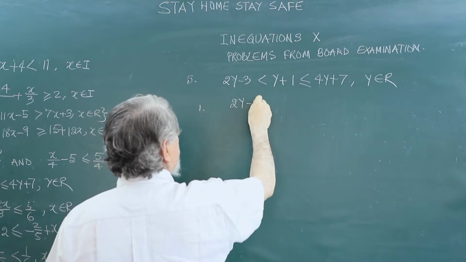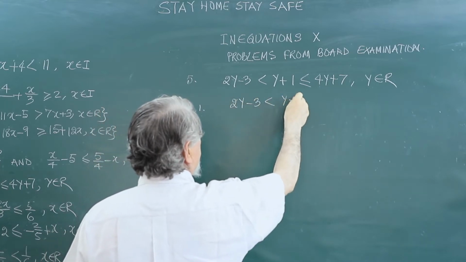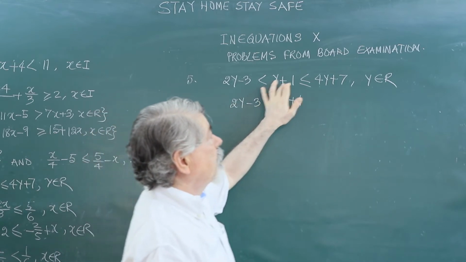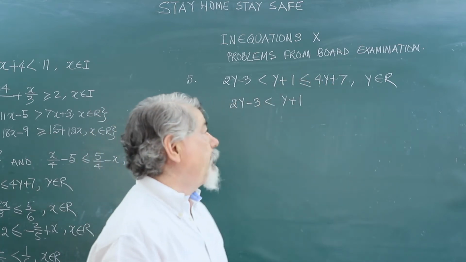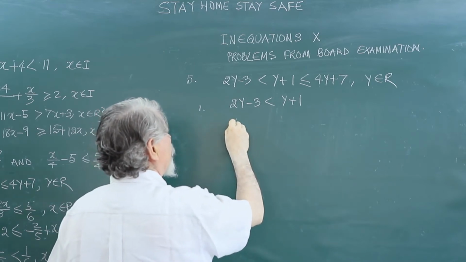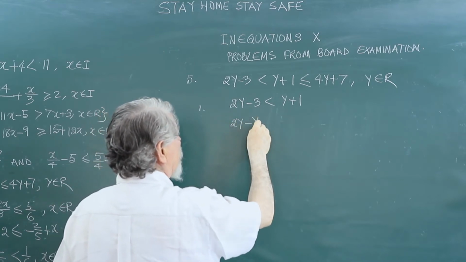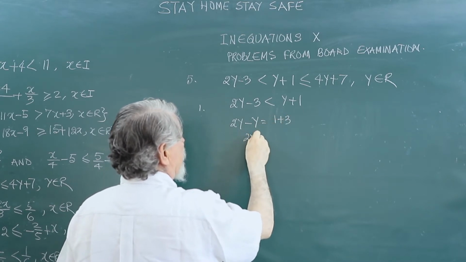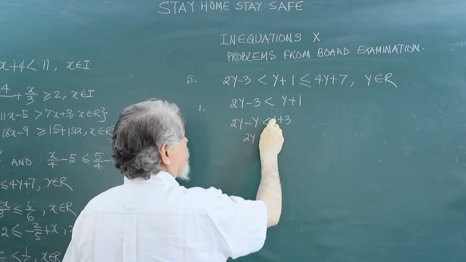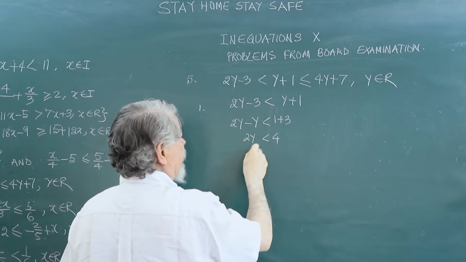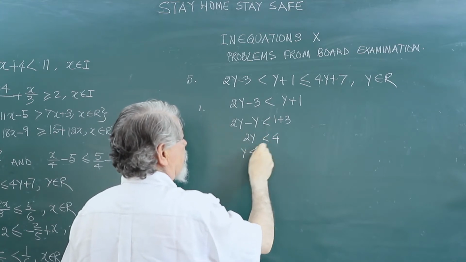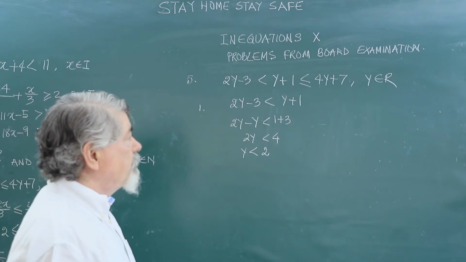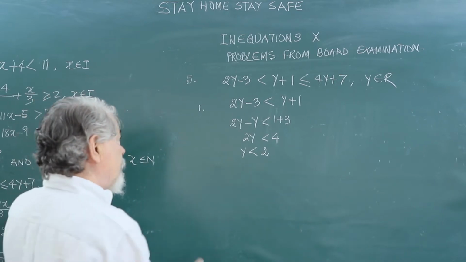2y minus 3 is less than y plus 1. Let's solve this and then we'll solve the second and third, and get the value of y. So 2y minus y will be 1 plus 3, so y will be less than 4, and it belongs to the set of real numbers.